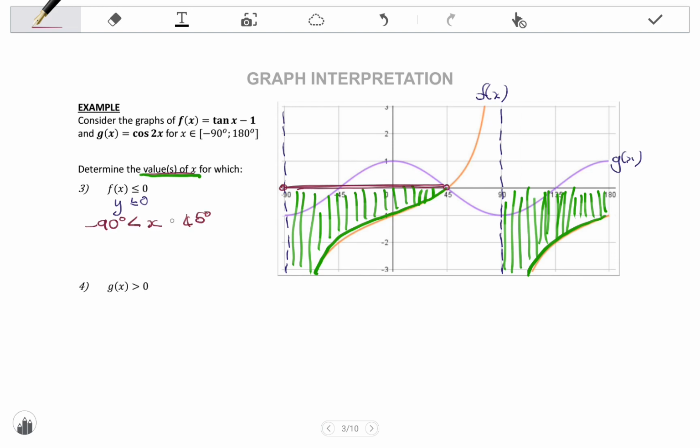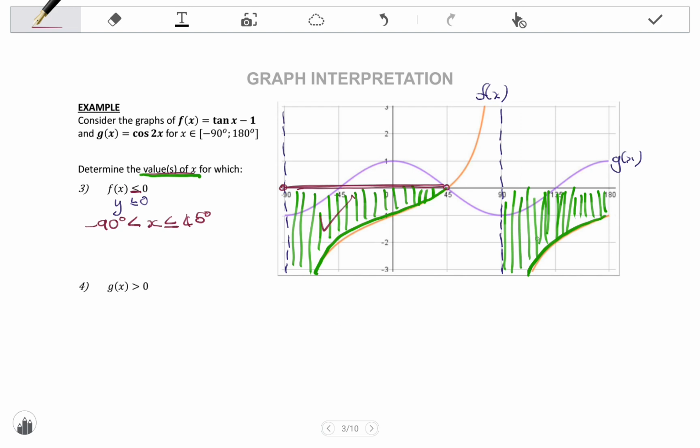It's always less than, less than. What we need to decide is, do we include these values? Now, the only reason we would include is because f of x is also equal to 0. At negative 90 degrees, there is an asymptote, so it's undefined, we cannot include it. But at 45 degrees, that is where y equals 0, which is what we were also looking for. So we will include the 45 degrees. That's the one part of the graph.